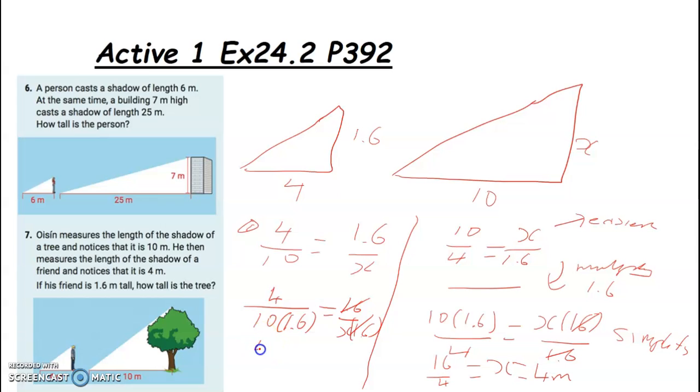So now you have 4 over 16 is equal to 1 over x. Flip them both upside down, and you'll have the same answer as you had over here. So this is the answer, 4 meters. So x is equal to 4 meters.